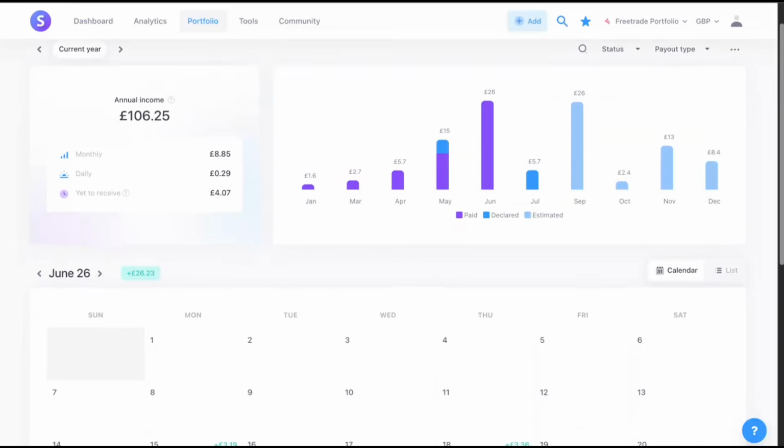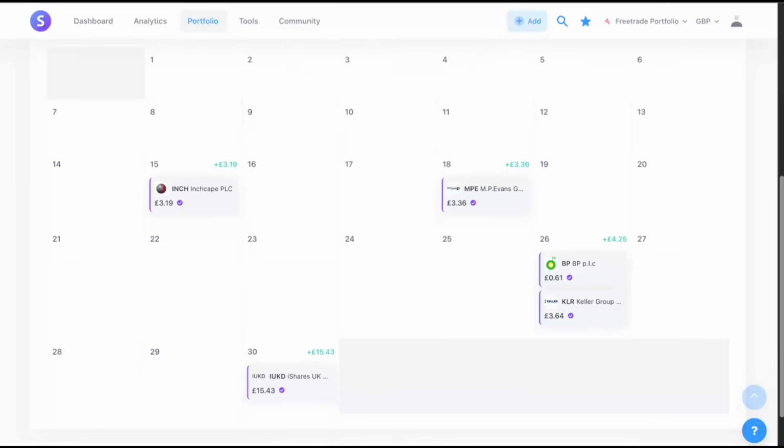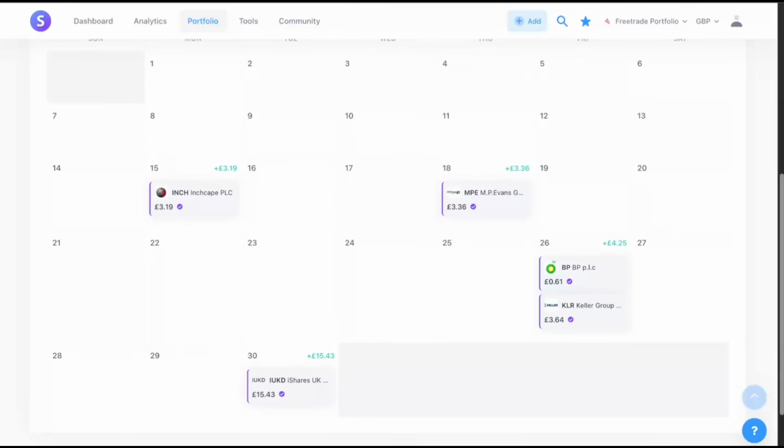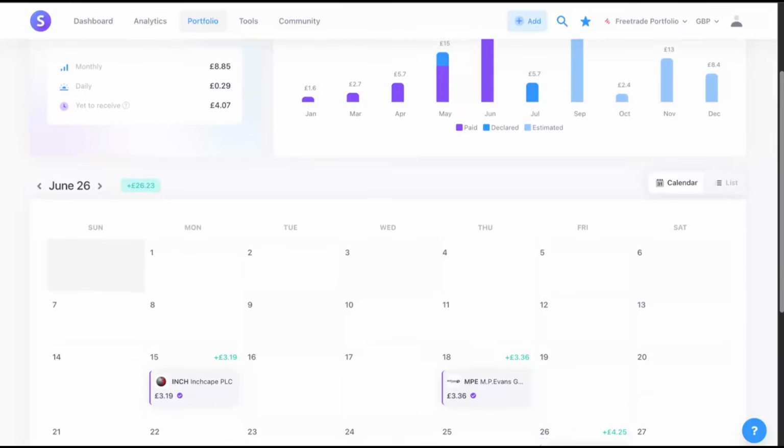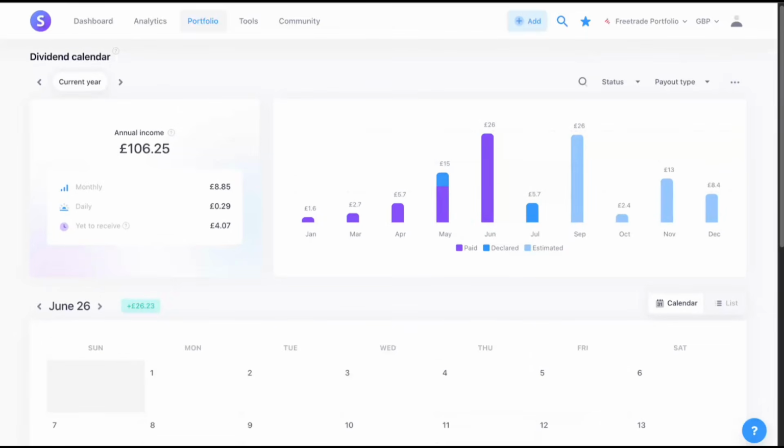Now let's take a look at how the portfolio is shaping up over on Snowball Analytics. If we do take a look at last month's dividends, we can see it has been the strongest month so far. I received over £15 from IUKD right at the end of the month, and that brought the June dividend total to £26.23. And because all the stocks and ETFs that I own within this portfolio are based in the UK, that means that all of that dividend income is completely tax-free.